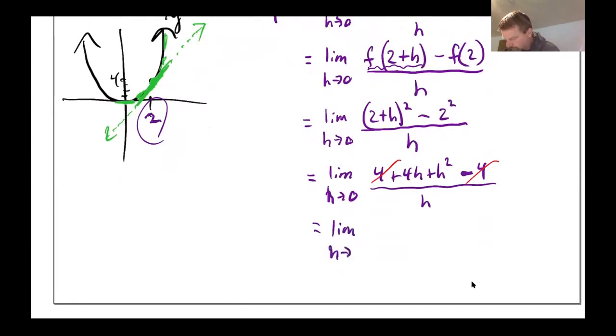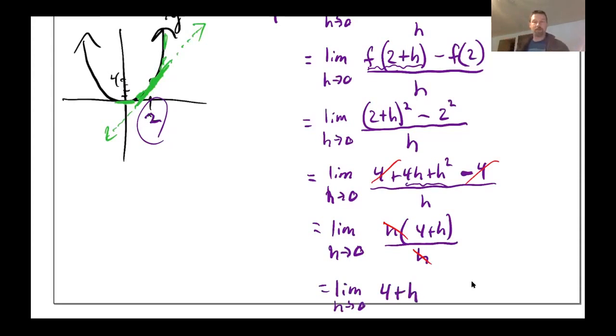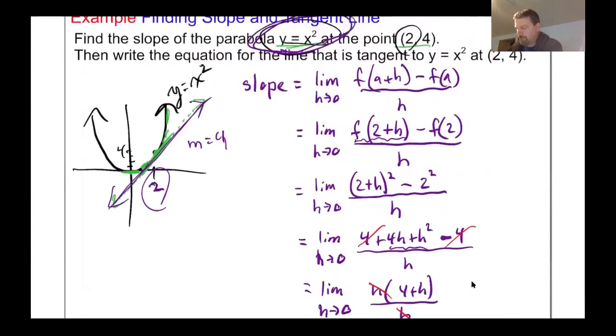Limit as h goes towards 0. This top, I can factor an h out, so h times (4 plus h), all over h. Then I can see those h's cancel out. And so I really end up with the limit as h approaches 0 of 4 plus h. Now I can plug a 0 in because the problem is gone. Plugging that 0 in, 4 plus 0 is 4. This line has a slope of 4. All right, so that was the first part.